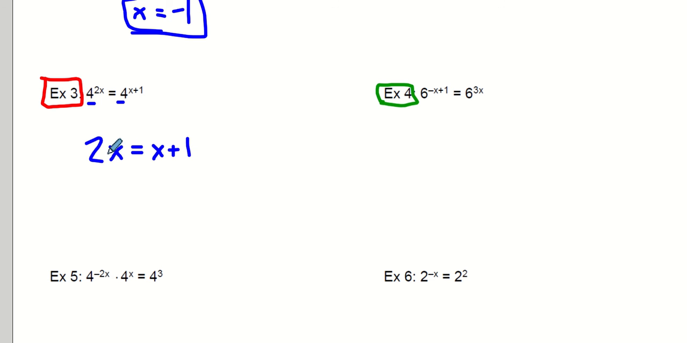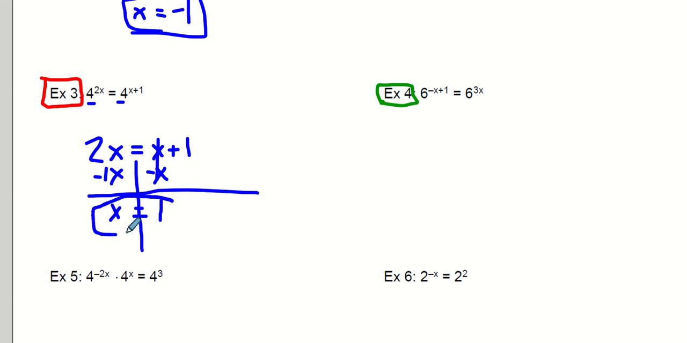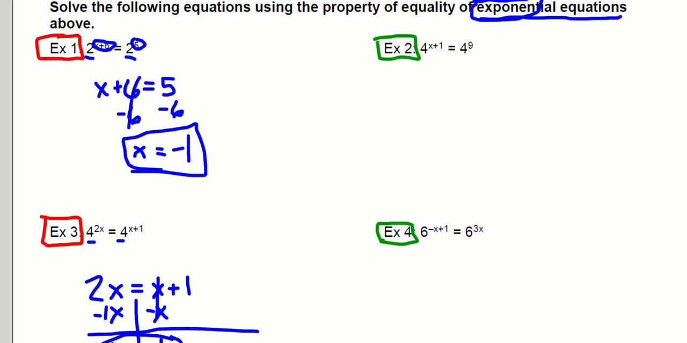Now, anytime you have an x on both sides of the equal sign, you need to move one of those x's. So I'm actually going to move this by subtracting x. Now 2x minus 1x is 1x, or just x. So in this case, x equals, the 1 comes down, and so x equals 1. You can't say 1x equals 1, but that's the same thing. Okay, so again, when the bases are the same, you just set the exponents equal to each other and then solve that equation. And so I want you to do example 4 and example 2.